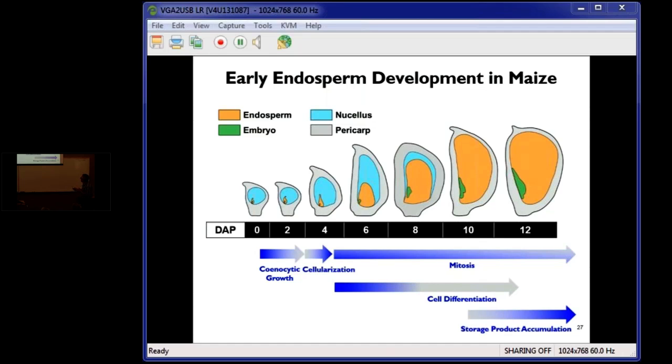But soon, within the first 6 or 7 days after pollination, the nucellus is completely absorbed by the developing kernel, by developing seed. And so what you have here, again, you have the pericarp structure, which are the maternal kernel structures supporting the developing embryo and endosperm, which are the filial products. Here again, the syncytial growth period, followed by cellularization, and then you go into mitosis to increase the bulk of the endosperm, as you can see, after cellularization.